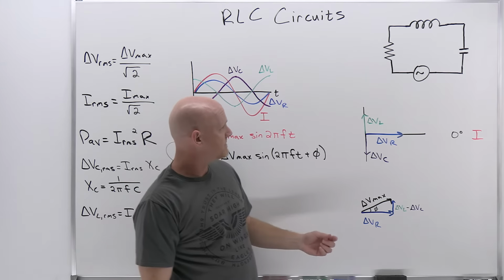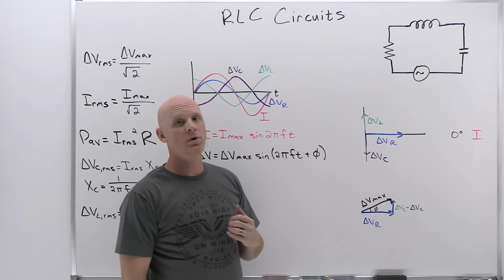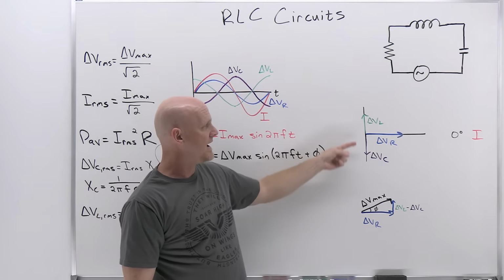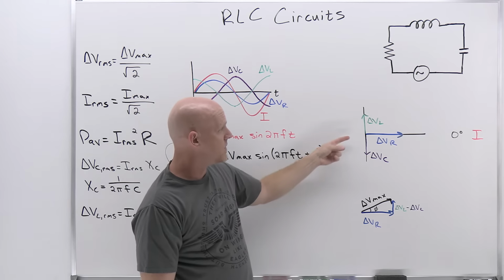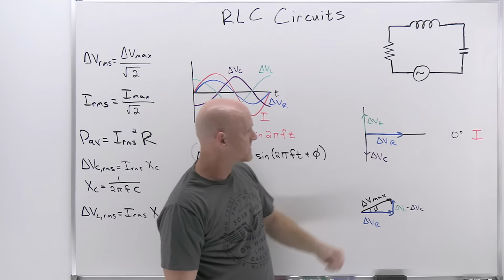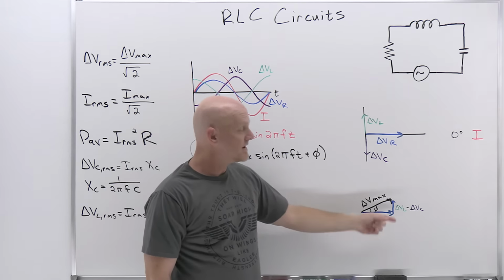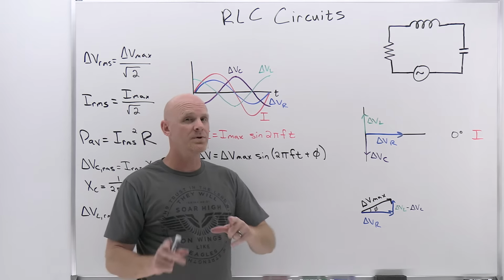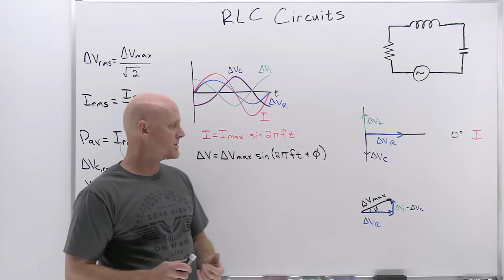Now notice, what if delta VL and delta VC were equal to each other? Well, then they'd cancel effectively, and the overall voltage across the resistor would be all that was left, and it would be equal to delta V max. That's a special case we'll deal with in just a little bit.